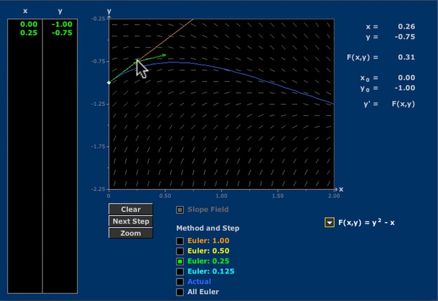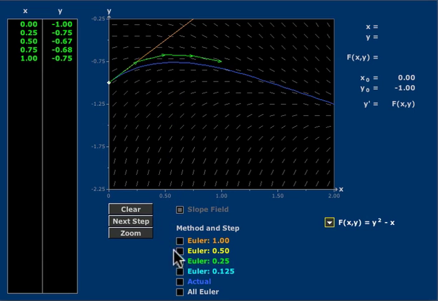I can measure the slope field at the end point of this green line segment. It seems to be about 0.32, and by pressing next step, I can draw a line segment moving off with that slope. This produces a polygon, the Euler polygon, which will stay closer to the actual curve than the simple tangent line approximation did. I can continue this process by continuing to say next step. A table of values appears on the left, and we discover that the Euler approximation to y of 1 with step size 1/4 is minus 0.75, much better than the earlier value.